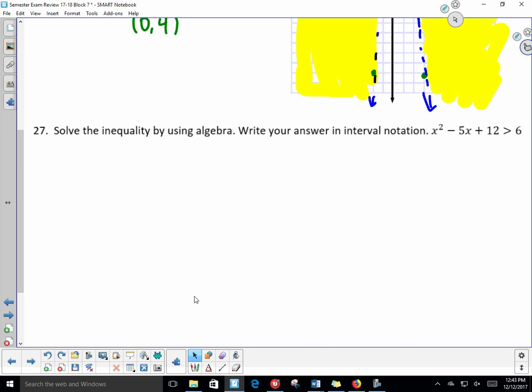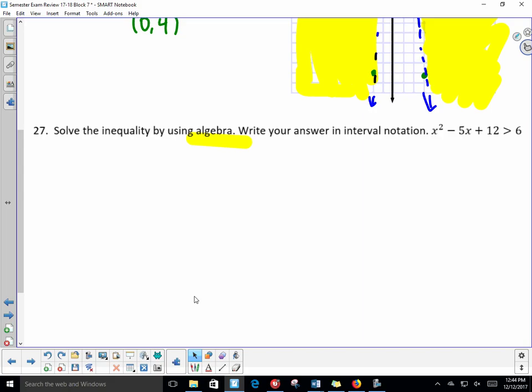In 27, we want to solve the inequality by using algebra. Okay, so again, take a look at the keywords so you know how to solve. You have to use algebra to solve this inequality, and I'm going to write my answer in interval notation. So if you think back to 2.7, this was the one on the back side of the quiz on the top. You had to make a number line, do your test points, see what worked, what didn't work. That's what we're talking about here.